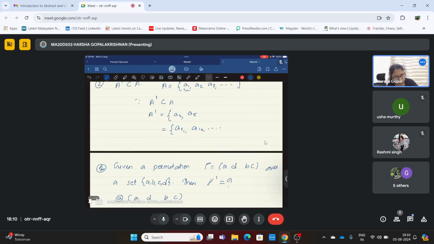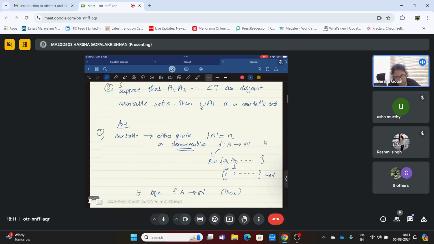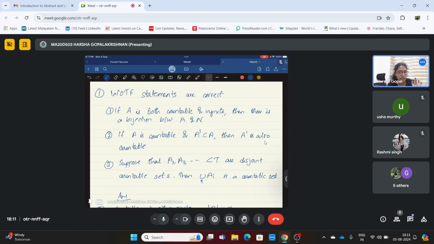And here also, what I can have is a bijection. Ai1 is going to 1, Ai2 is going to 2, and so on. So this kind of bijection with N, there will be one bijection. Okay, again we got a bijection, some f dash, from A dash to N. Fine. So we got a bijection from A dash to N. So what is our answer? It is also countable. Correct?